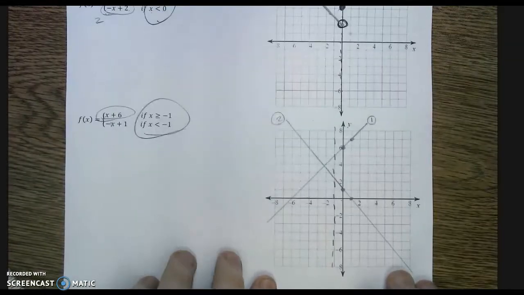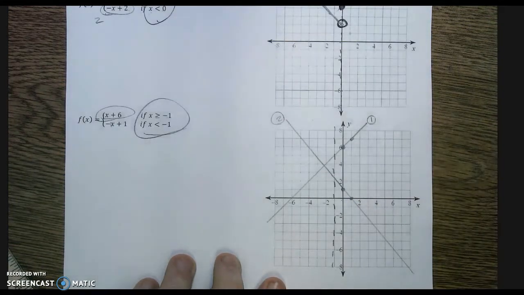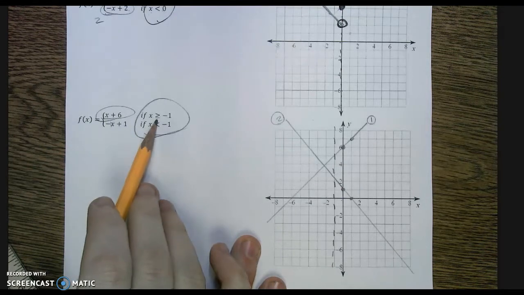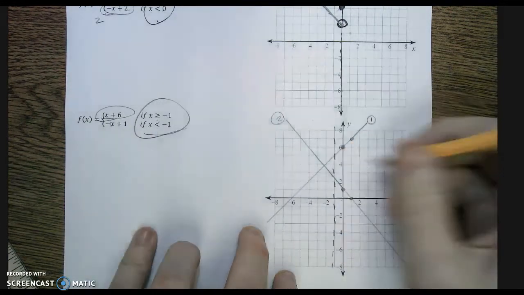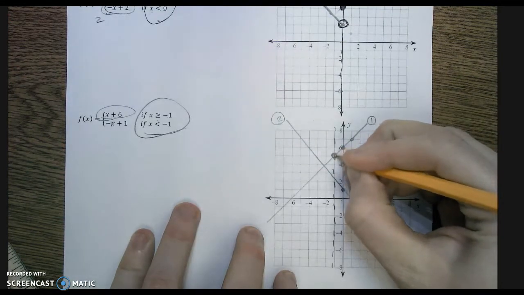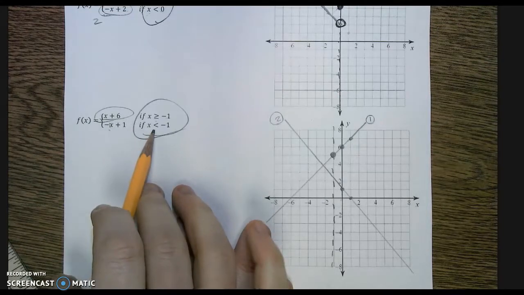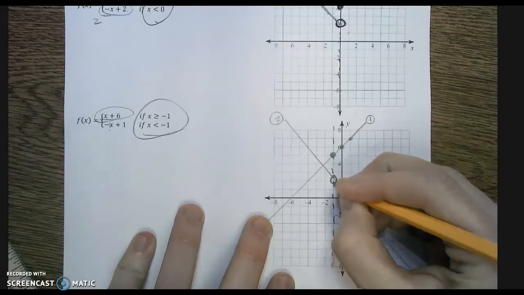Then I'm going to, on the dotted line, put filled in or empty endpoints. So this top line has an equal to symbol. So that means line 1 gets a filled in endpoint on the dotted line. And the second piece does not have an equal to symbol. So it's going to get an empty endpoint on the dotted line.